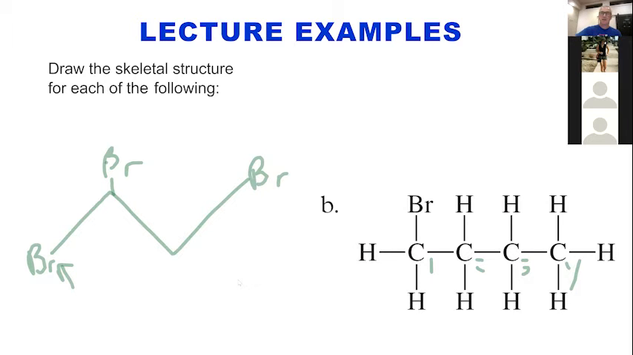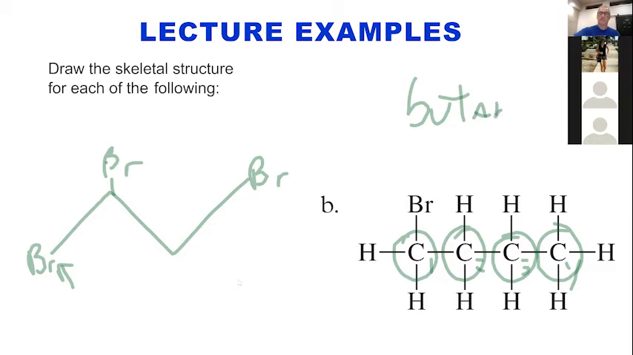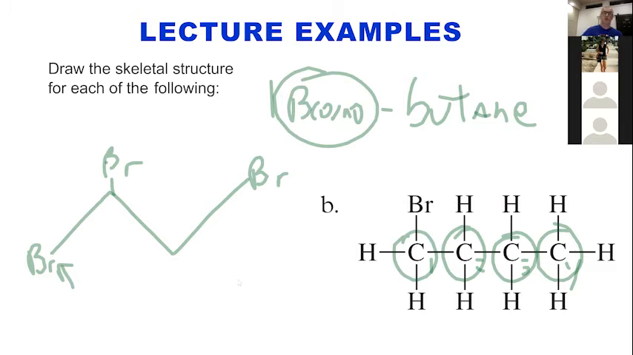So we would call that 1, 2, 3, 4. This is butane again. It's a butane because they're all single bonds between the carbons, all singles. So butane. And we would say it's 1-bromobutane, because you have to tell where the substituent is. And if it's bromine, we replace it with bromo. We'll see those rules in a minute.